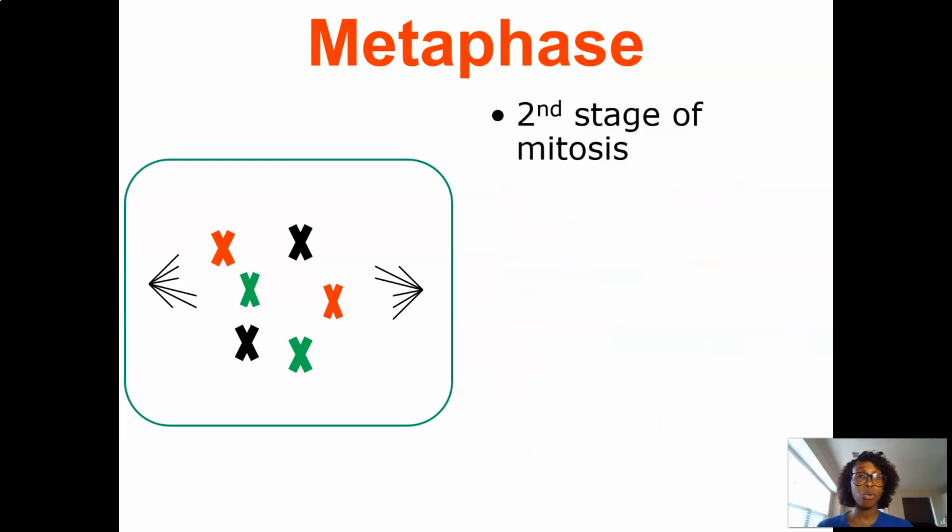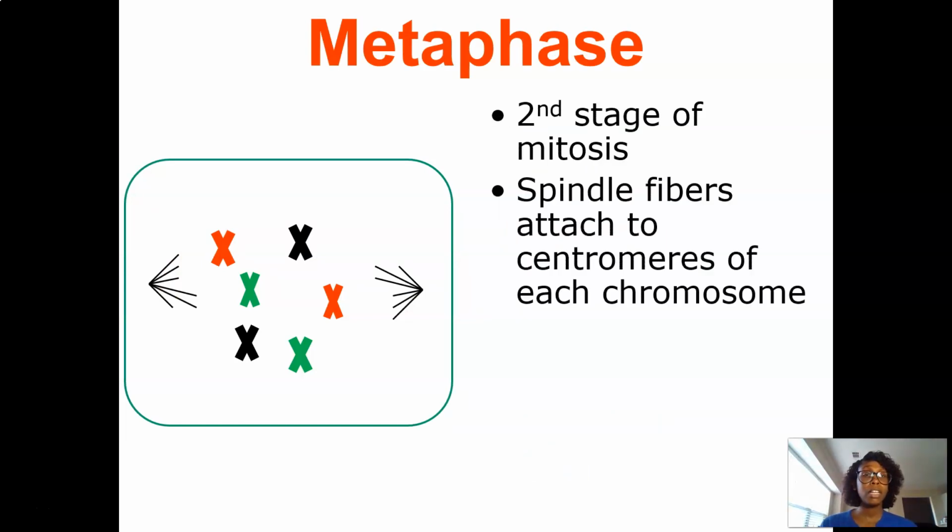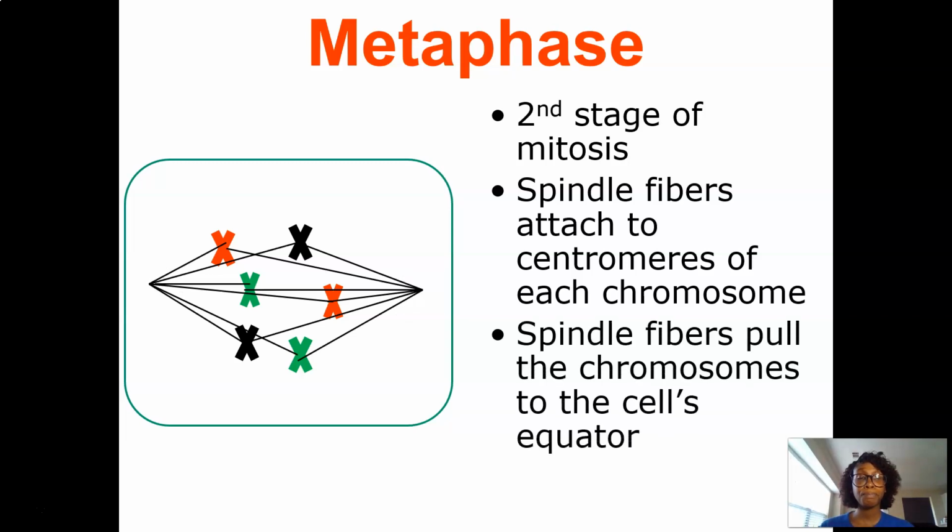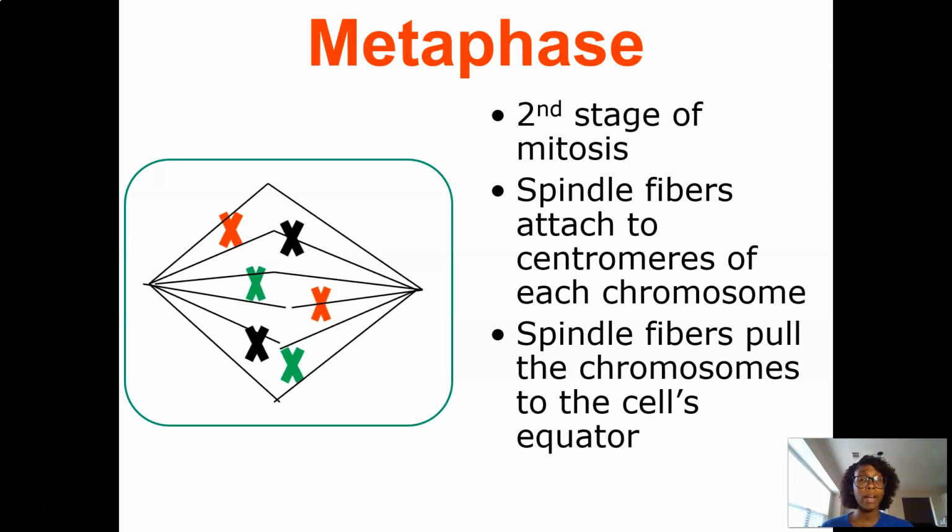Our next stage will be metaphase. In metaphase, the spindle fibers are attaching to the centromere. When we went over chromosomes, we learned where the centromere was. It will attach there. The spindle fibers will pull those chromosomes into the cell's equator.